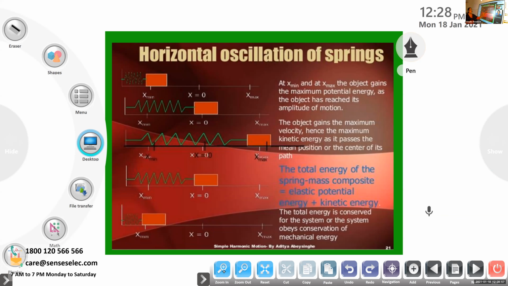Then the second picture, after that what happened? The object gains the maximum velocity, hence maximum kinetic energy, as it passes the mean position. So from the mean position, it has passed. So this maximum potential energy can be converted into kinetic energy.